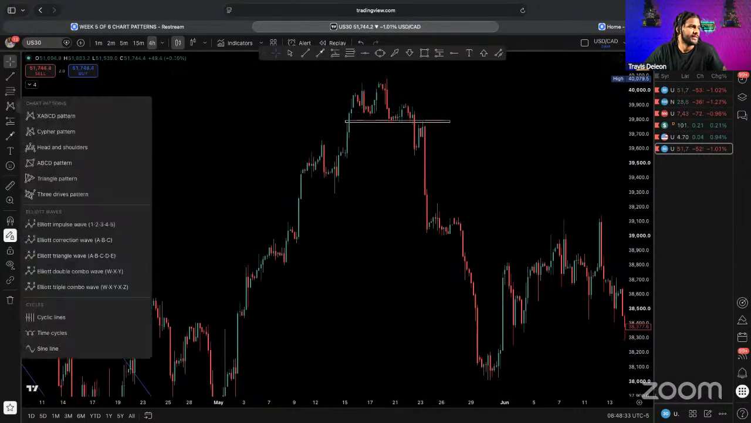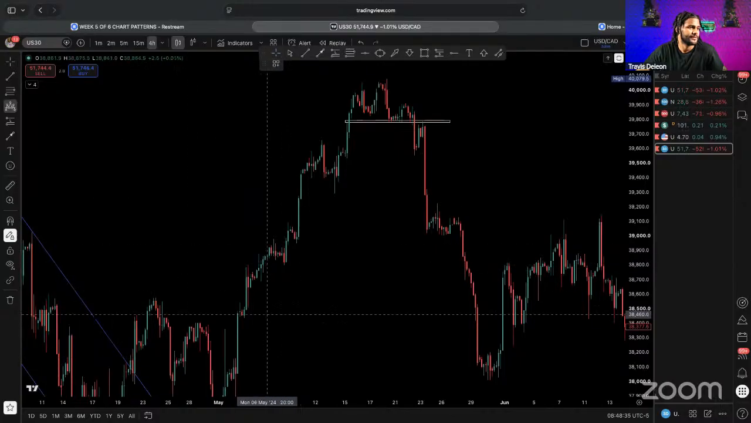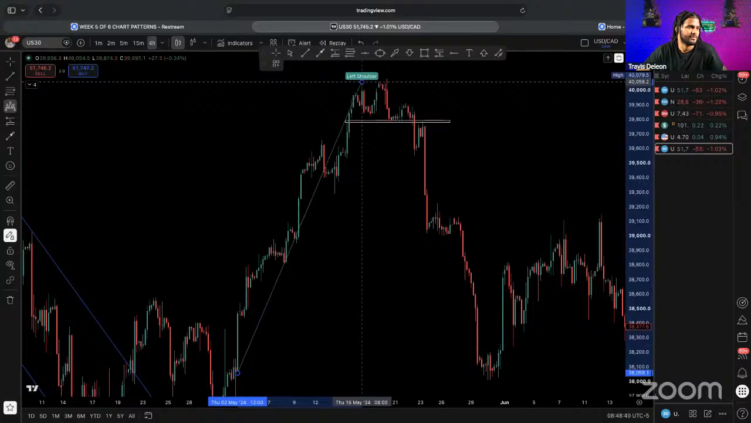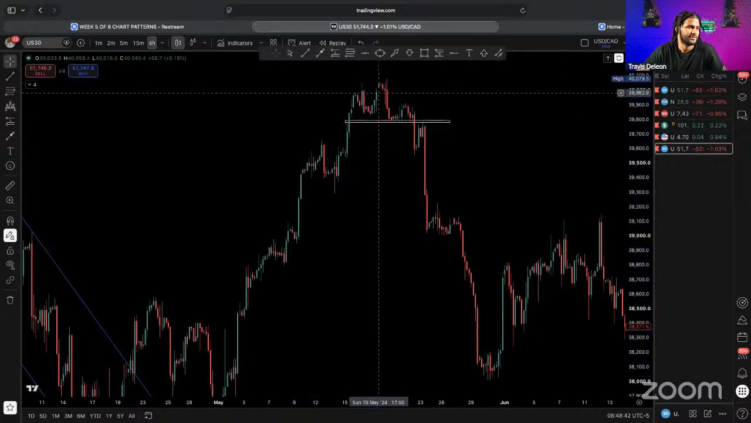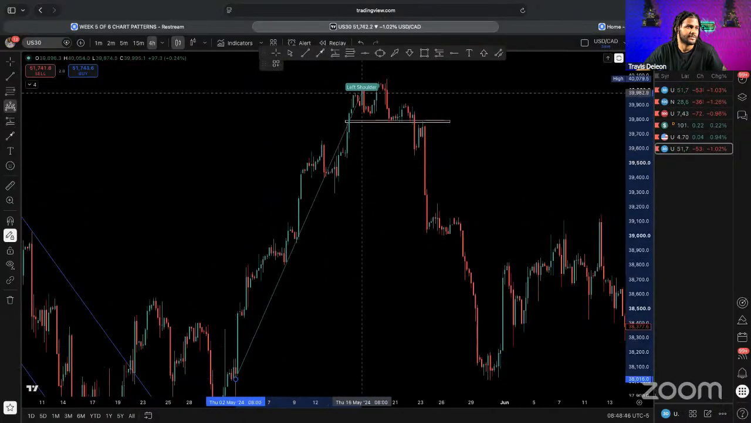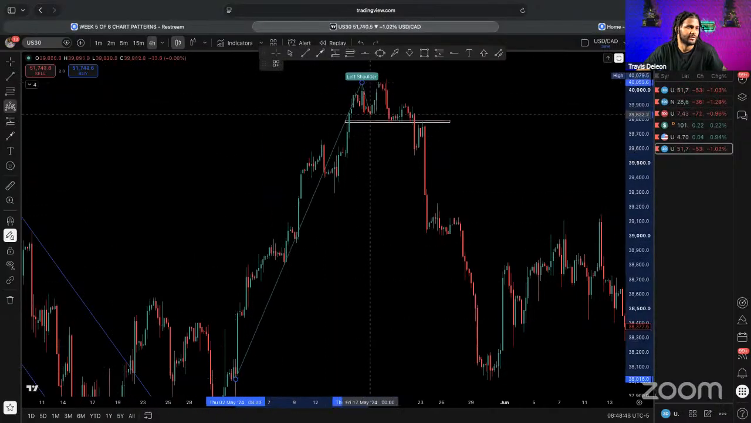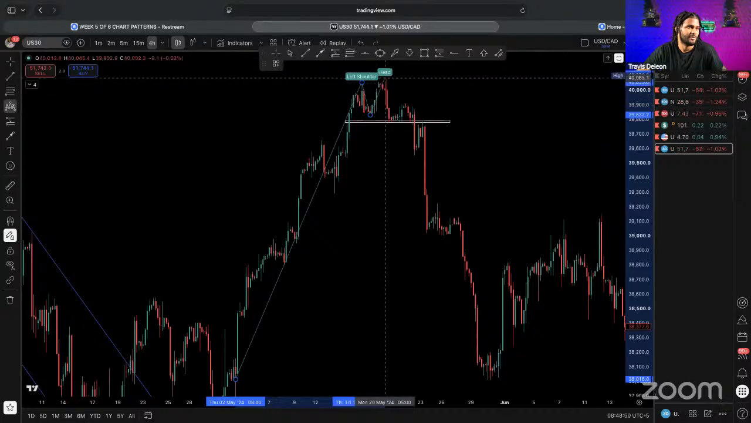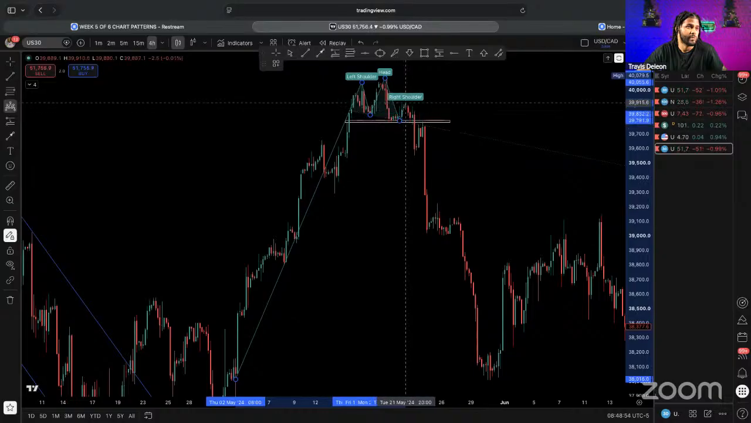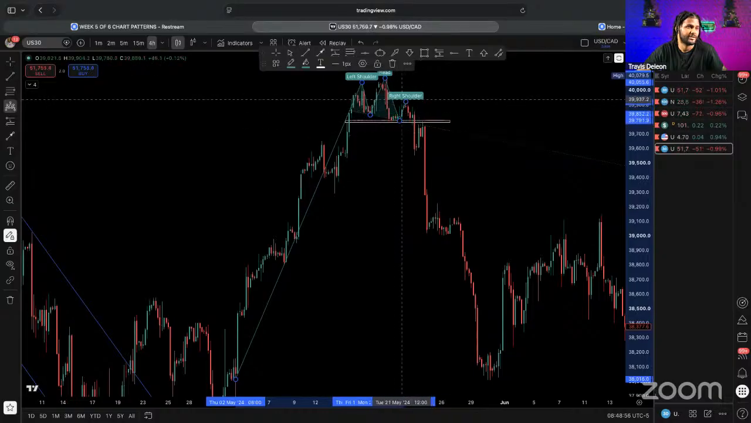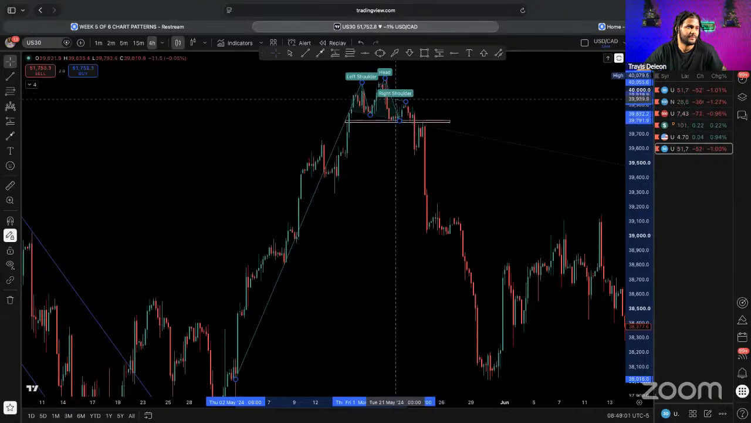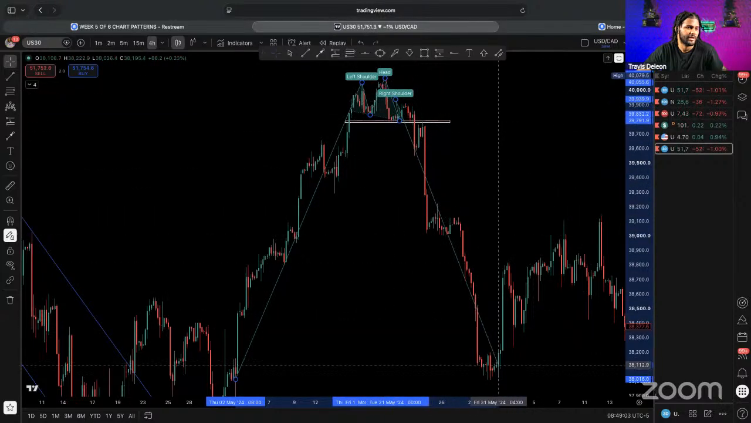Let me use the head and shoulder tool to let you see it. So we can draw it from right down here. So price came up. This is the left shoulder. Came down. Came back up, created a head. Came back down. Came back up, created a right shoulder, and went down.